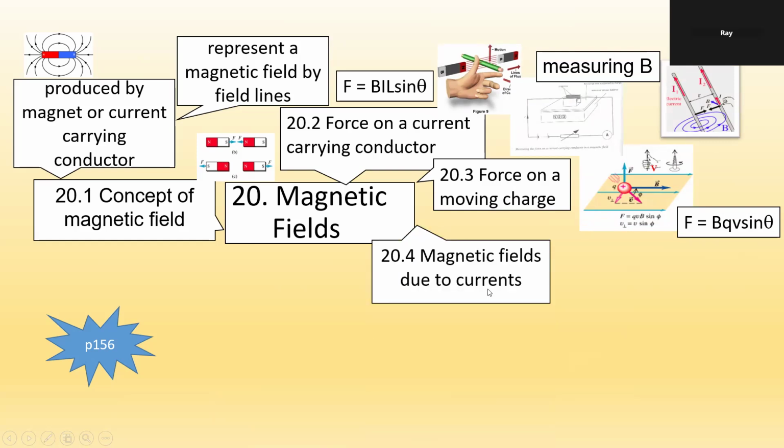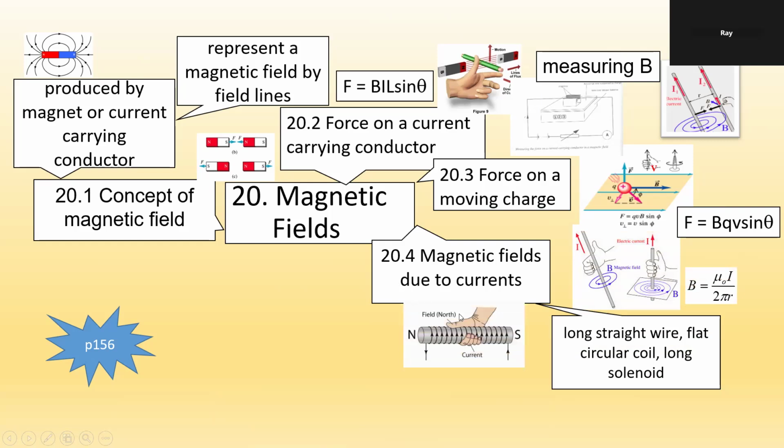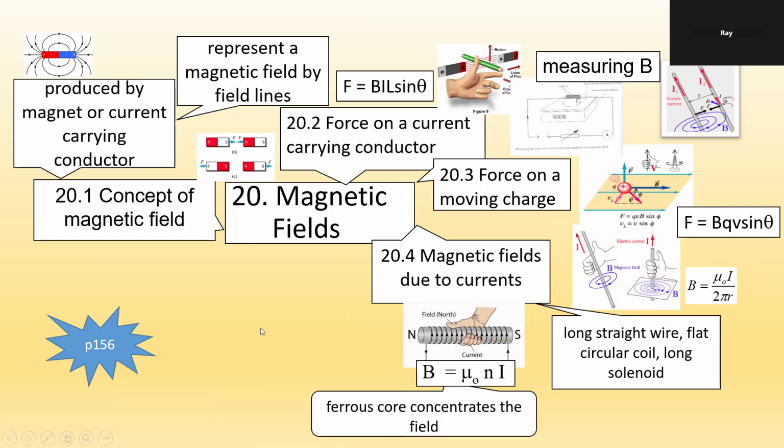Magnetic field due to current: long straight wire, flat circular coil, long solenoid. Okay, that's the field due to the long straight wire. How do we get the field? Using a grid rule. And for the solenoid, how do we get the field? Don't worry about the formula. Formula not required, but you need to know how to use it. And then a ferrous core concentrates the field.